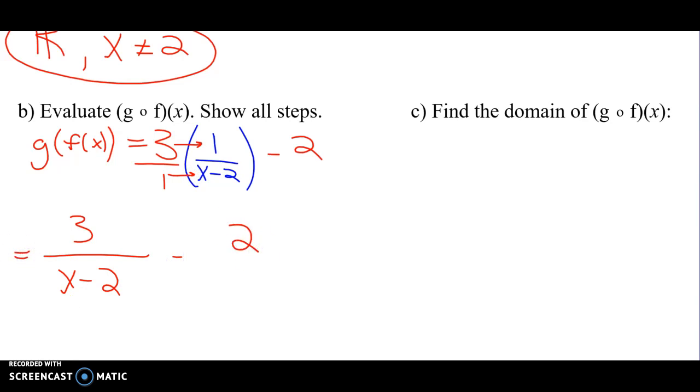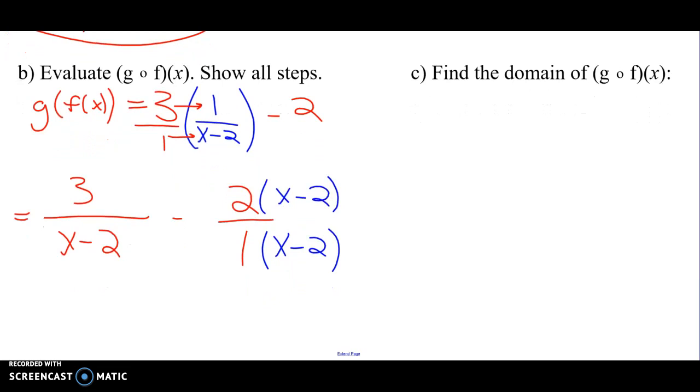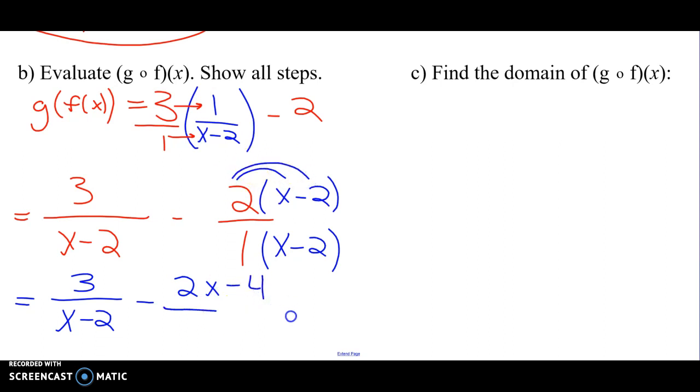So how do I subtract, technically, 2 fractions? This is 2 over 1. What do I have to have in order to subtract or add fractions? A common denominator. So I need to make sure that this fraction also has an x minus 2 in the denominator. So that will now give me 3 over x minus 2 minus, I'm going to distribute the numerator, so 2x minus 4 over, that is now an x minus 2.